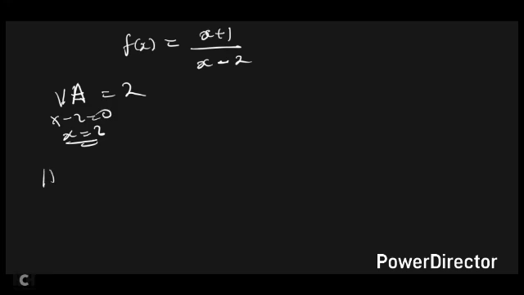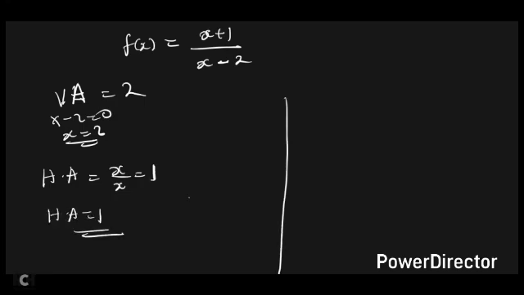Then how about the horizontal asymptote? Check out the degree. The degree of the numerator and the degree of the denominator are equal. So what I'm going to do, you divide those degrees, right? That's x divided by x. What's your answer? Your answer is 1. So your horizontal asymptote in this situation is 1. Then you go on your graph.